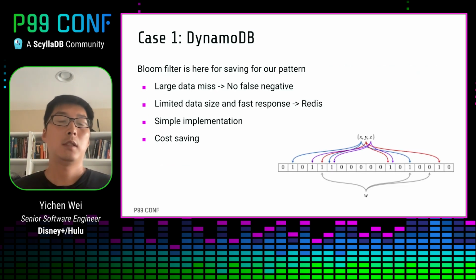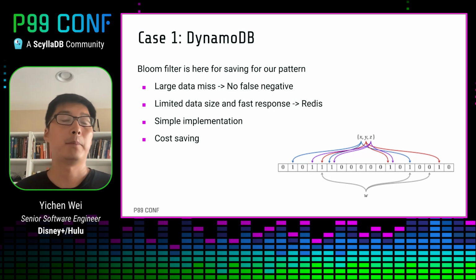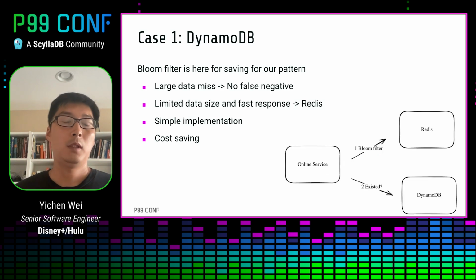Then based on the challenge, Bloom filter just came onto our radar, because we have a lot of data misses. We thought we could use a Bloom filter to benefit our use cases with fewer hits on DynamoDB, first to improve our performance, and second to reduce our cost. So here's our new solution, with Bloom filter.